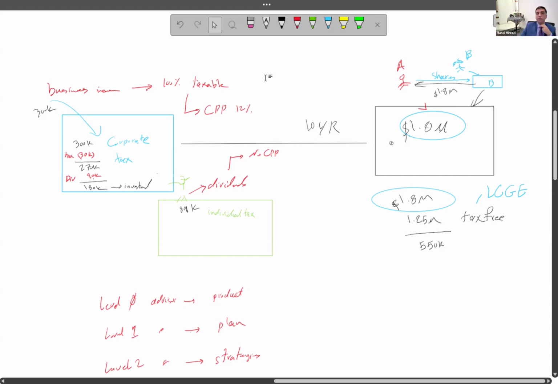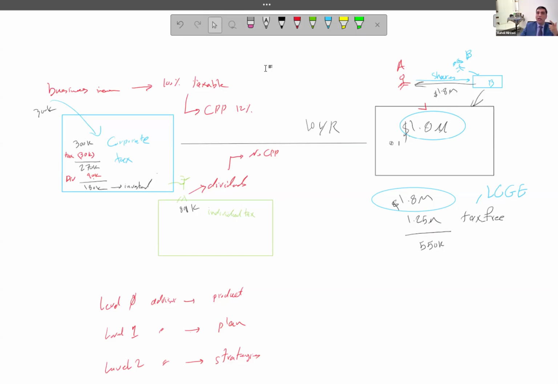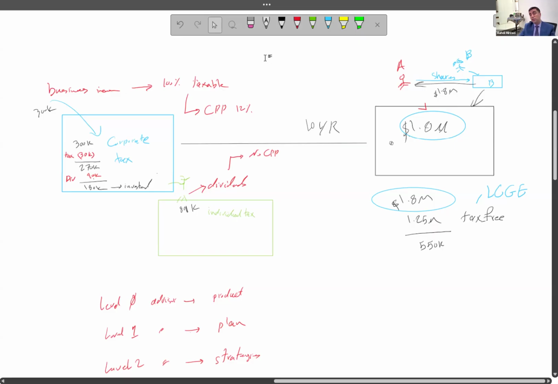So it's going to be 53%. It's the individual tax. 50% of that is a capital gain, 50% of it taxable, and then, for example, they get $1.8 million, and so $900,000 is taxable, and they have to pay almost $400,000 tax.